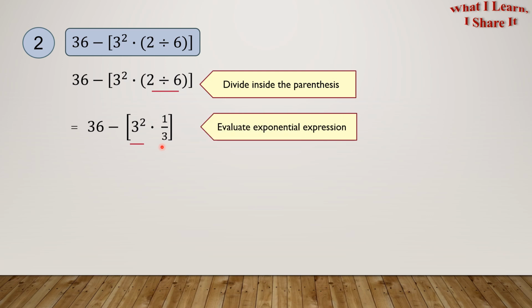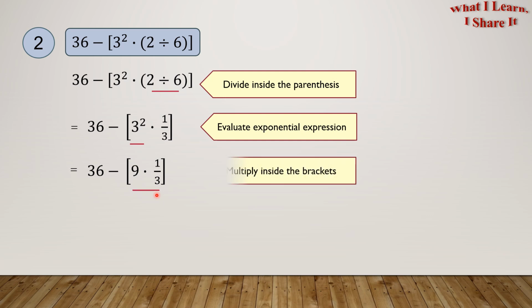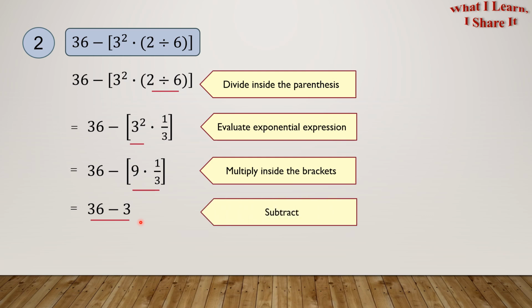Now we'll have to evaluate the exponential expression. This will give us 36 minus 9 times 1/3. The next step is to multiply inside the brackets, and our expression will reduce to 36 minus 3. We can now subtract 3 from 36 and get 33. So our answer is 33.